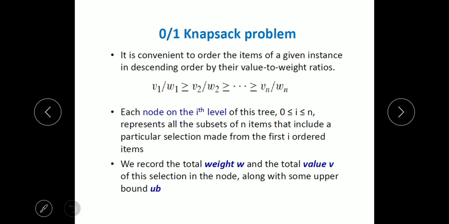Therefore, it is convenient to order the items of a given instance in descending order by their value to weight ratios. Then the first item will always give the maximum profit. The first item gives the best payoff per weight unit, and the last one gives the least profit per weight unit, with ties resolved arbitrarily.